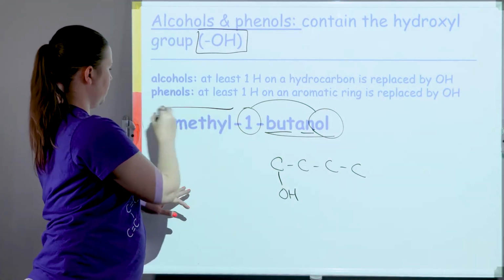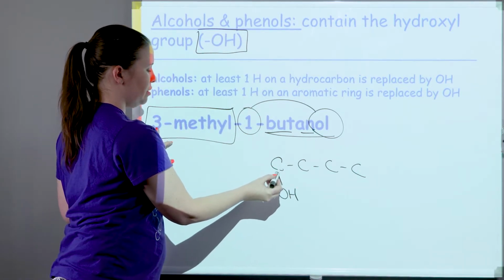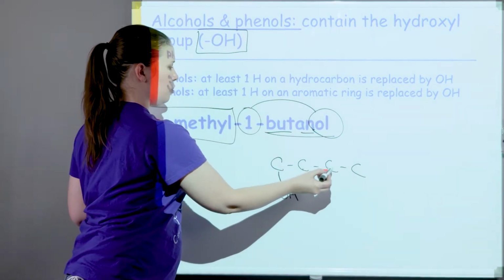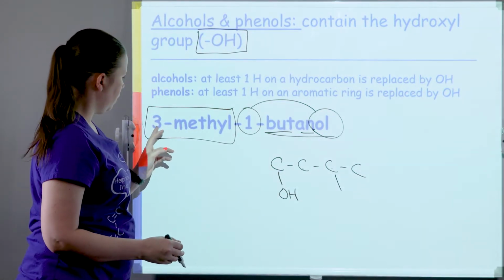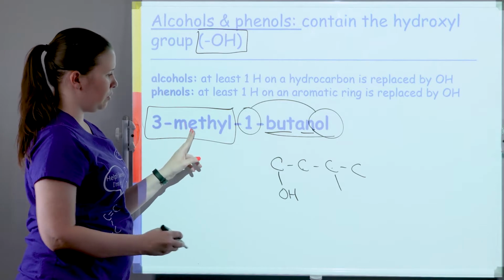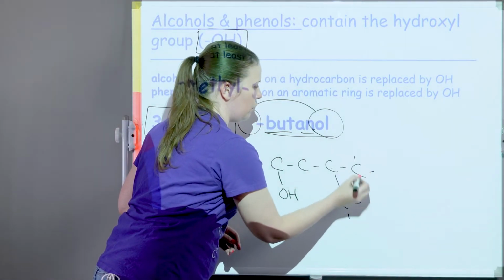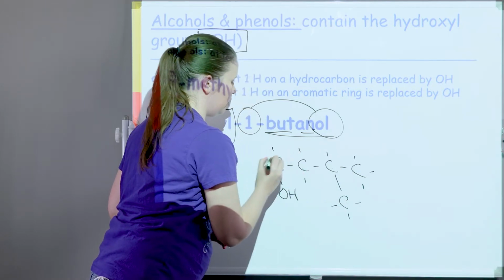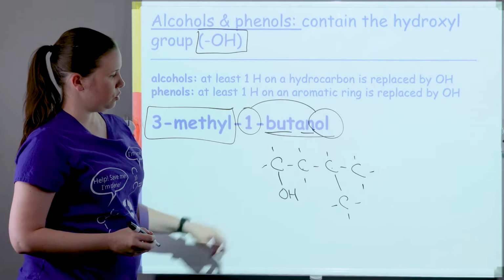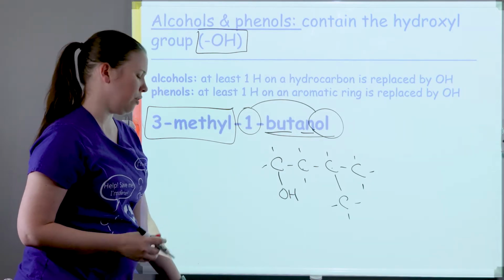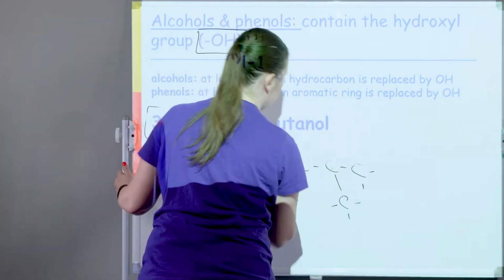Now I want to look at my attachment, which will be on the third carbon. So if I made this 1, 2, 3, you've got to keep the numbering consistent. So this one's going to have a methyl group, which is just that 1 carbon group. The carbon groups still get the H's, but the hydroxide group would not. So this would be our structure for the 3-methyl-1-butanol.